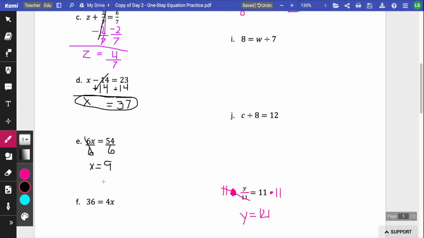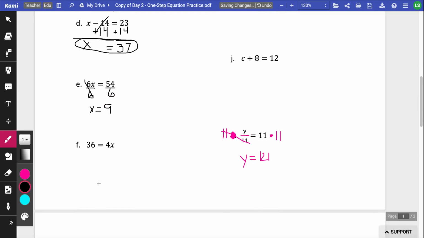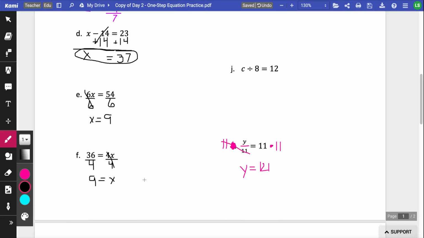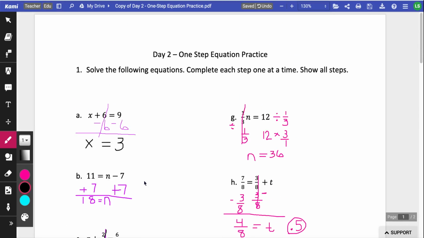Same process for f. In order for me to isolate x, I need to divide by 4 on both sides. 4x divided by 4 cancels out, leaving x isolated or by itself. And 9 equals x. Okay, so I'm going to move up to the second column of work here.